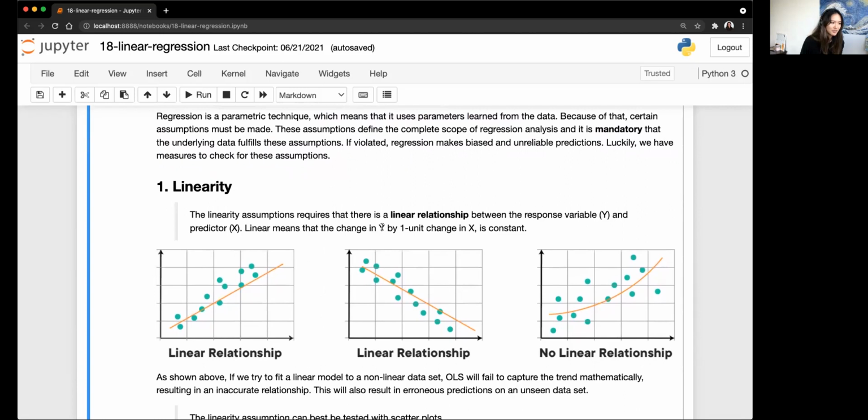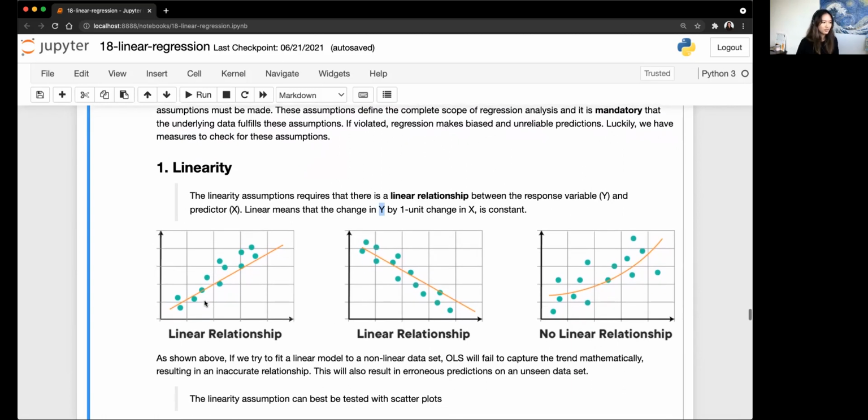So linear just means that the change in y by a 1 unit change in x is constant. Now, these two are linear relationships. You can see the positive slope here, negative slope here. And this is just a non-linear relationship. Again, the way that you look at this, you will probably just plot some scatter plots to see if there is a linear relationship or not.